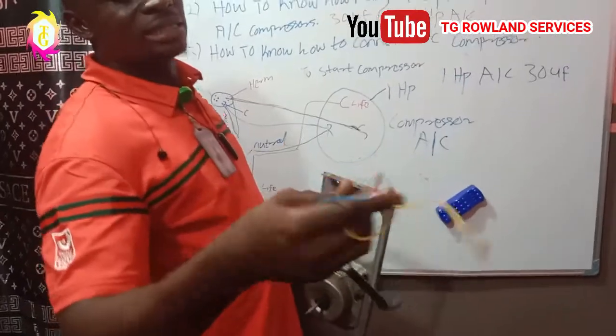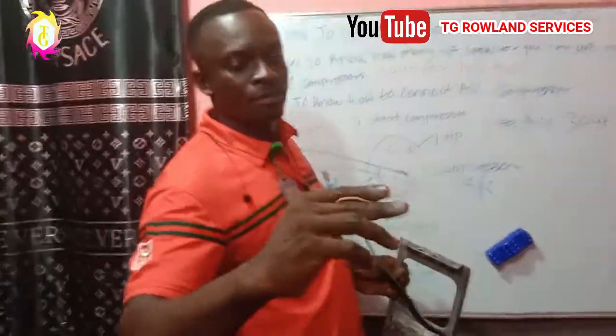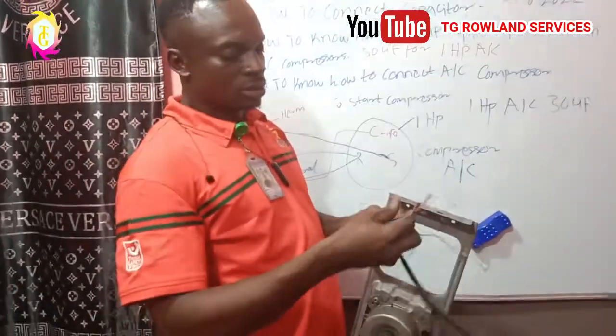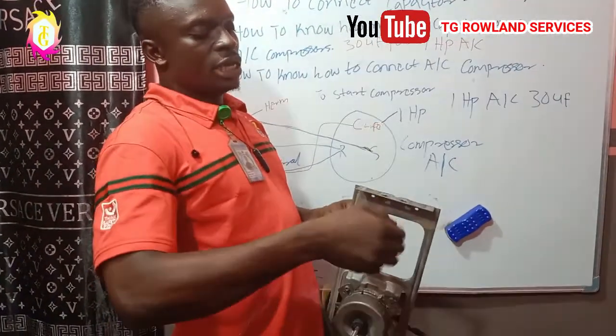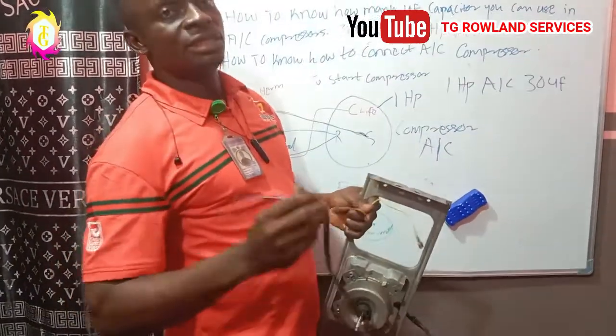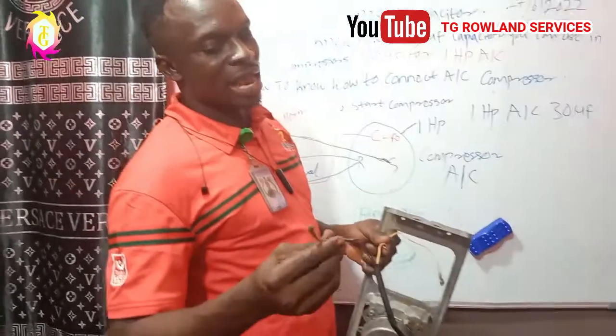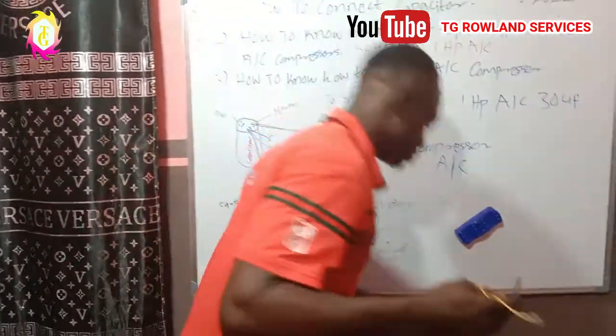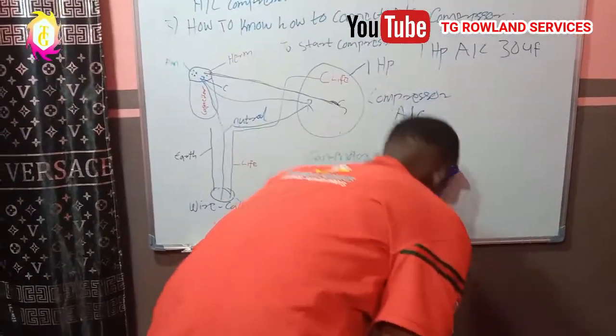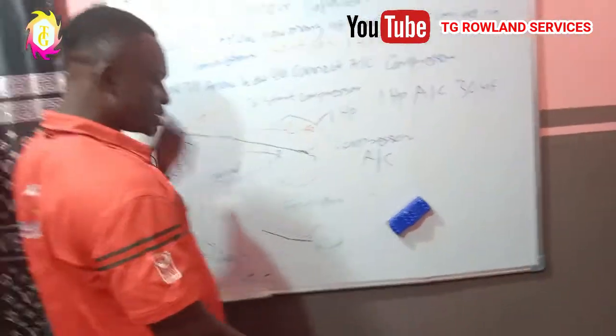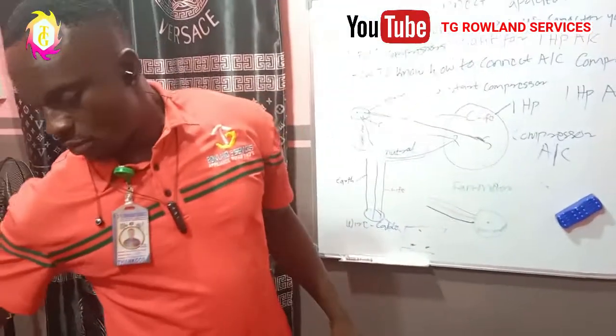We all understand that a fan motor has three wires. When you watch, you have one, two. This is the common, and these are the two capacitor lines. So I want you to understand how it goes. All right, back to the board.